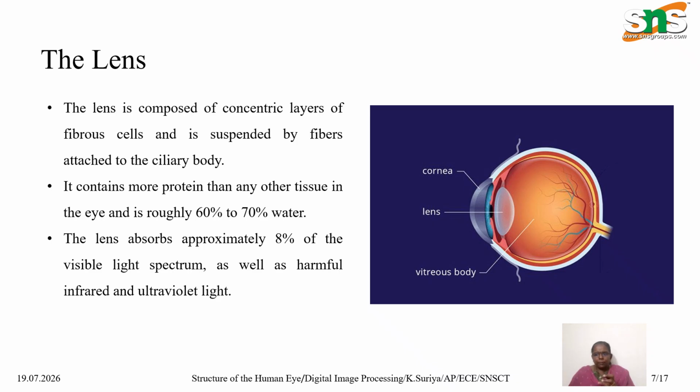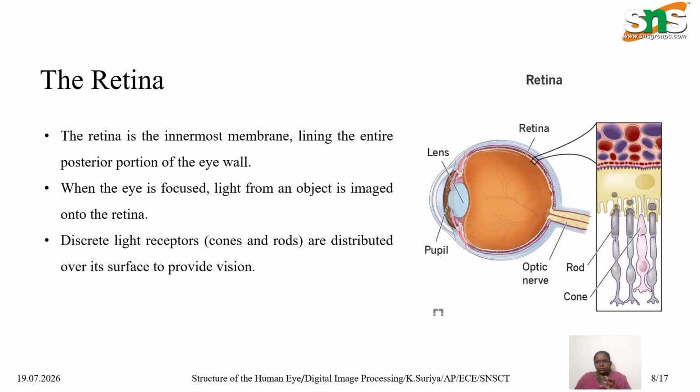The next important part is the retina. The retina is the innermost layer of the eye and acts like the image sensor of a digital camera. When light passes through the optical components of the eye, it finally reaches the retina, where it is converted into electrical signals. These signals are then transmitted to the brain for interpretation.